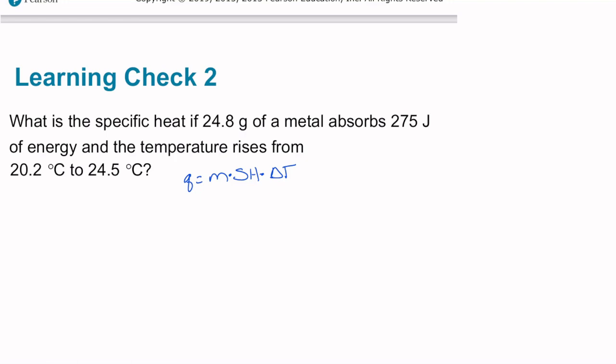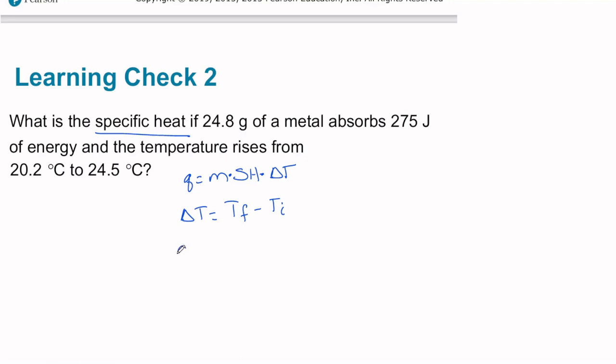What is the specific heat if 24.8 grams of a metal absorbs 275 joules of energy and the temperature rises from 20.2 to 24.5? Let's remember that delta T is equal to T sub F minus T sub I. In other words, the change in something is given by final minus initial. And our heat is equal to mass times specific heat times delta T. So we'll need to solve for the specific heat in order to calculate this.